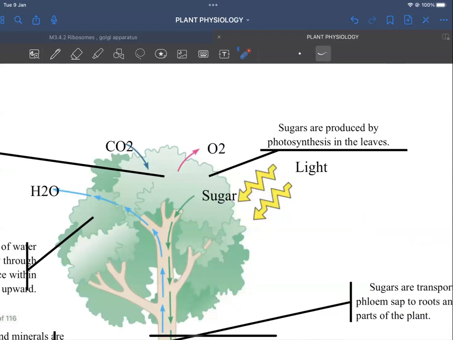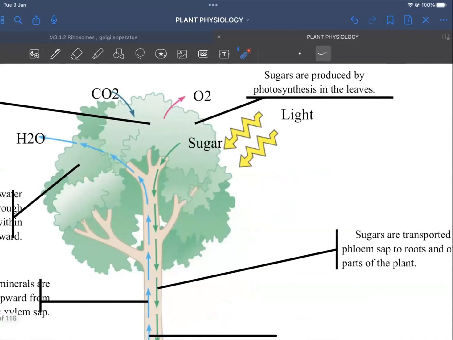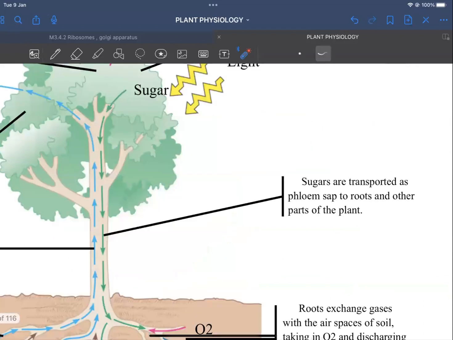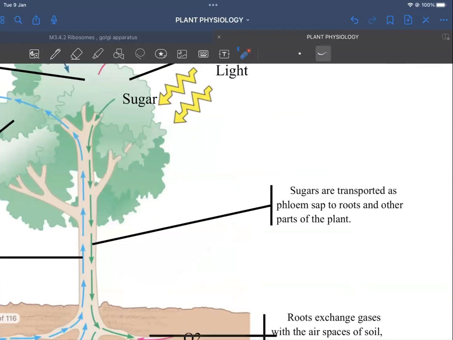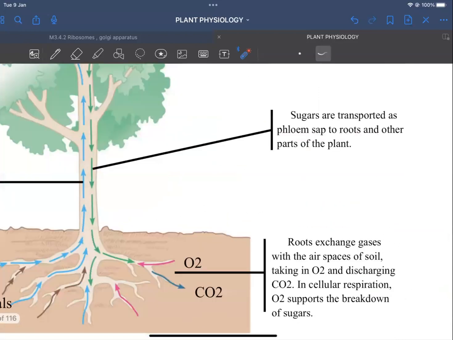So sugars are produced by photosynthesis in the leaves, where they produce oxygen by absorbing sunlight. The sugars produced in the leaves are transported through the phloem sap to the roots and also other parts of the plant.